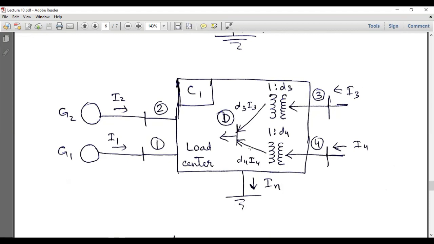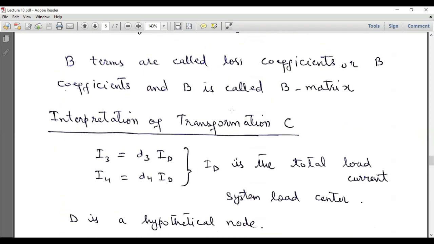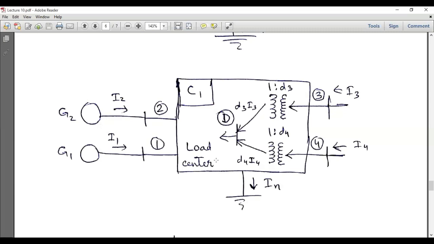Similarly, D4I4 will be the current which is available at the secondary of this transformer, and the total current will be equal to ID. And this is our ground or neutral node. So this is the equivalent circuit which translates the C1 matrix, right? So this is the C1 matrix, and the underlying equations behind this C1 matrix are I3 is equal to D3 ID, and I4 is equal to D4 ID.